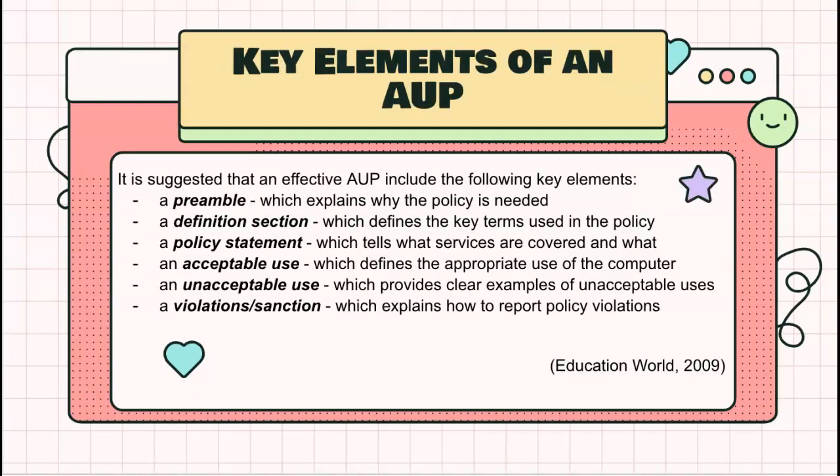You should make sure that your school's AUP is effective, and to ensure that it's effective, you want to make sure that it has at least these 6 key elements. The first thing it needs to have is a preamble which states why the policy is needed, a definition section which defines the key terms used within the policy, a statement which tells the services that it covers, and an acceptable use section which defines what is appropriate and what is inappropriate or unacceptable, as well as the last section, which should be the violation section and how to report if you see someone else violating these terms.